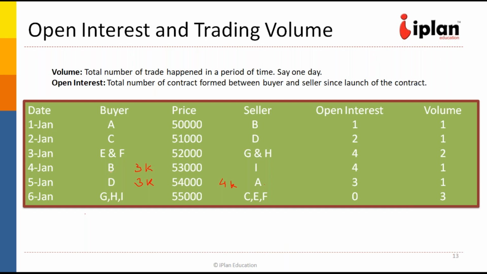On 4th January, we have a trade between B and I. B said I want to sell, sorry, buy, and I said I want to sell. So both together did a trade. So there is a trading volume of 1. If they didn't do a trade, there would be no trading volume. However, the open interest remained unchanged. Why? Because B simply transferred his contract to I. So I took over B's contract. So there was no new contract created.